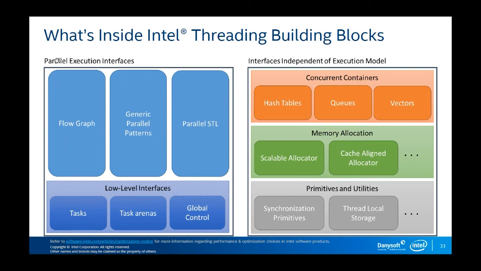Another part is the generic parallel patterns, with the most classical patterns used in parallel programming. The classic ones are, for example, parallel for with a mapping operation, parallel reduce, pipeline, fork-join, or a parallel invoke statement. Also, there is parallel STL with the standard template library.